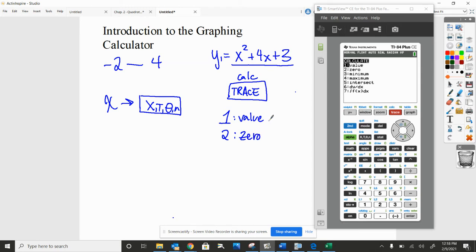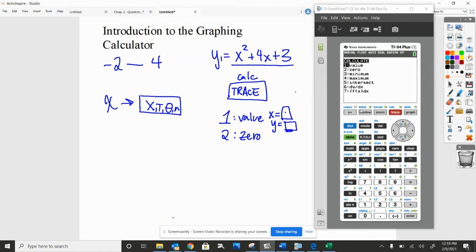So here's what value means. When you use this value menu, it says, do you know an x? If you plug in an x here, it will tell you the y coordinate that goes with it. I know we spent a lot of time doing these by hand. I'm sorry. You could find any x and tell me what y goes with it.